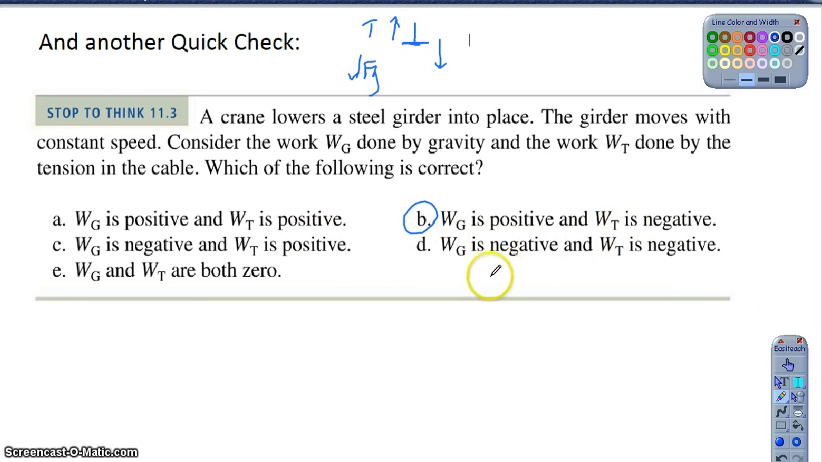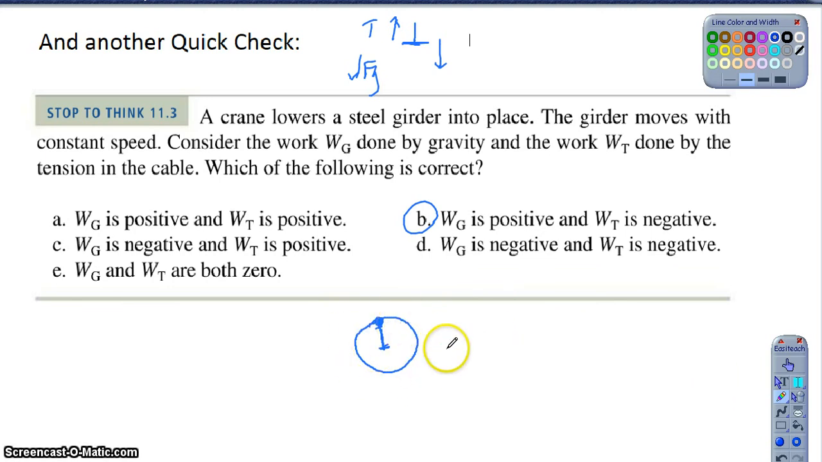One other thing I want to throw in here, not necessarily related to this problem at all, but how much work is done in something that's moving in uniform circular motion? So if I was spinning an object around in a uniform circle, if that object was attached to a string or something and there was tension in the string, how much work is being done by the tension in the string? So think about that for a second. Hopefully you guys remember this, although it has been a little while.